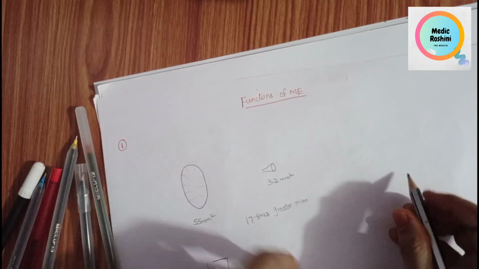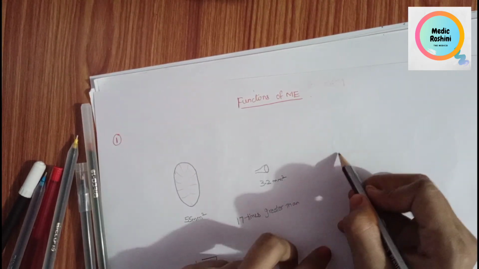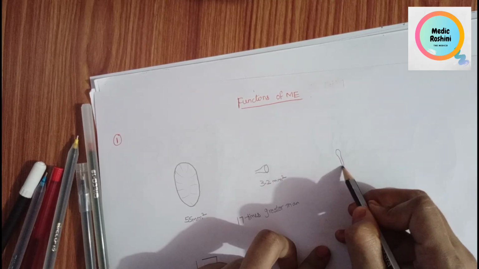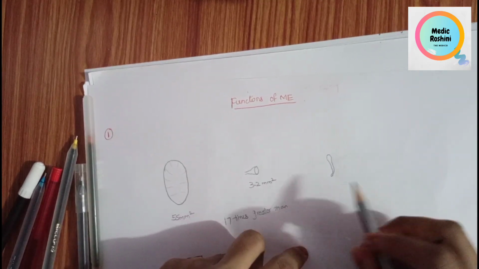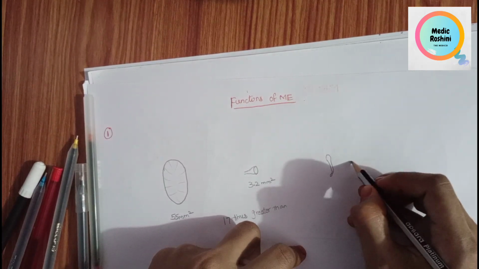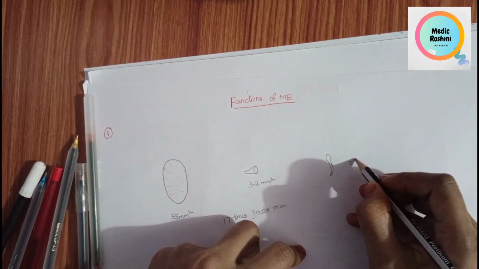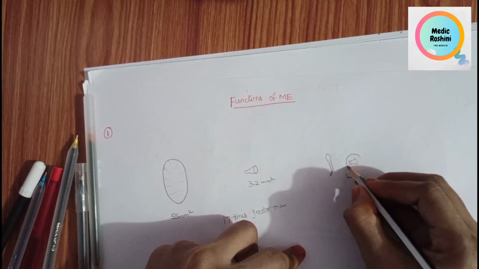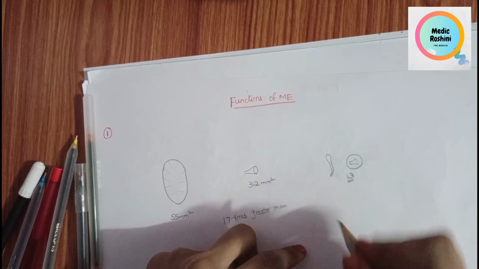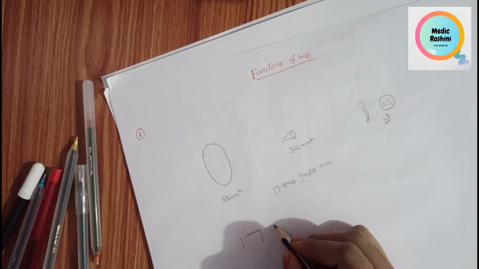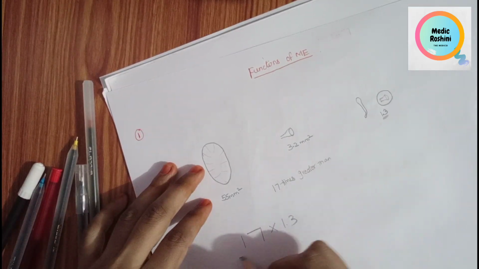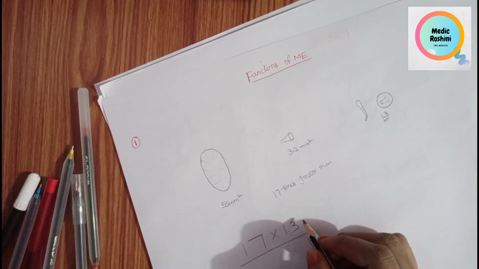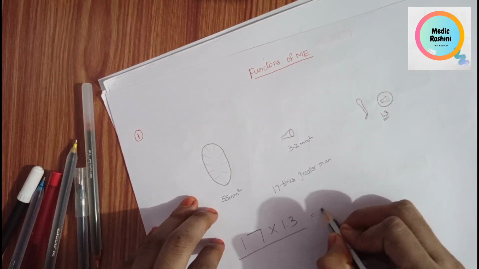And when the malleus moves to transmit the sound, the stapes will move 1.3 times greater than the malleus. That means 17 into 1.3 will make 22.1.